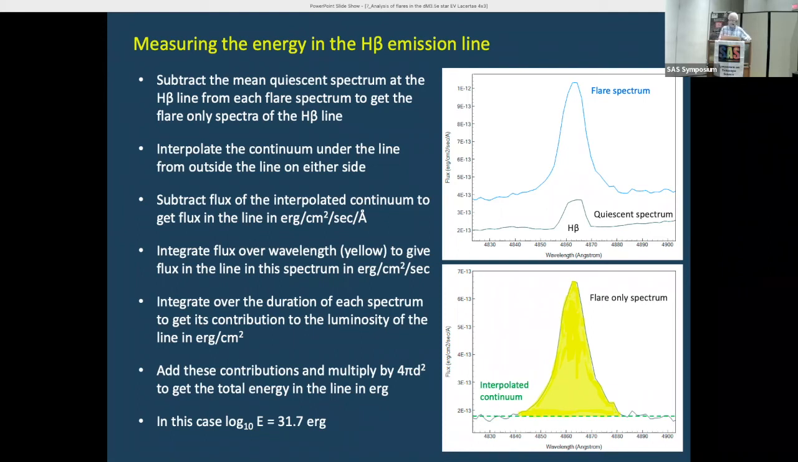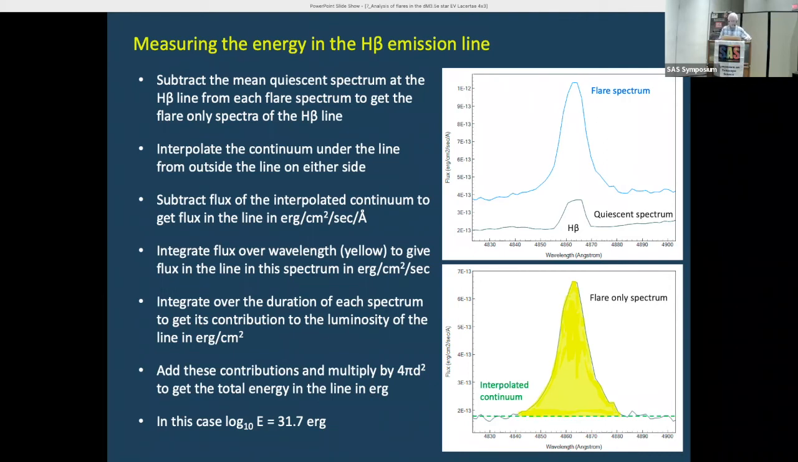And that's really what you see in the lower right there. We want to interpolate the continuum under the line, because what we were really trying to find is the energy in the flare above that background continuum. And that's the area that's shaded in yellow on that plot. So we subtract the interpolated continuum to get the flux in the line. We then integrate that flux over wavelengths to get the total area of that flare.